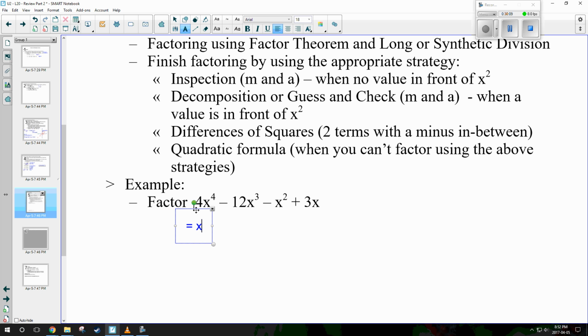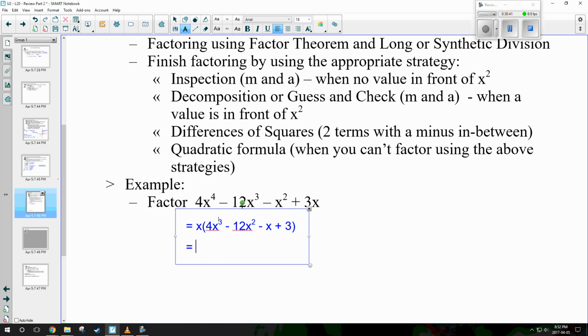So we're going to pull out an x out front, and then we just take that x out of each of our terms. So instead of 4x to the power 4, it's now going to be 4x cubed. And then we're going to have minus 12x now squared. And then minus an x, and then plus a 3. So each term just loses one of their x's.